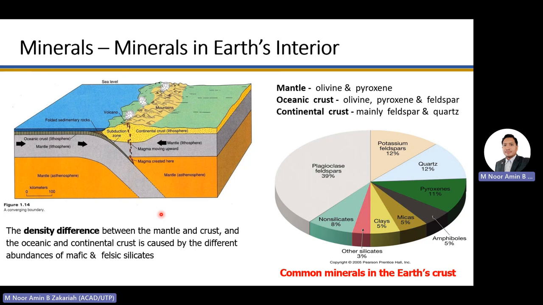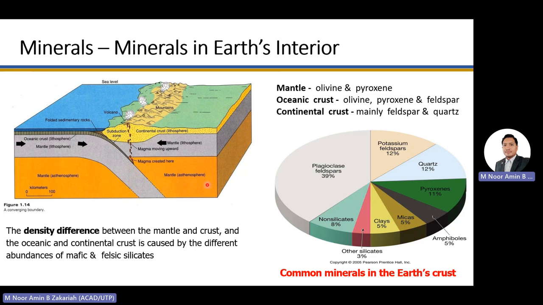So these different densities are caused by the different abundance of mafic and felsic silicates in the two types of rocks. Mafic rocks are rich in mafic silicate such as olivine and pyroxene. These minerals are denser than felsic silicate, which are the main component of felsic rocks. Felsic rocks are rich in felsic silicate such as feldspar and quartz. These minerals are less dense than mafic silicate.